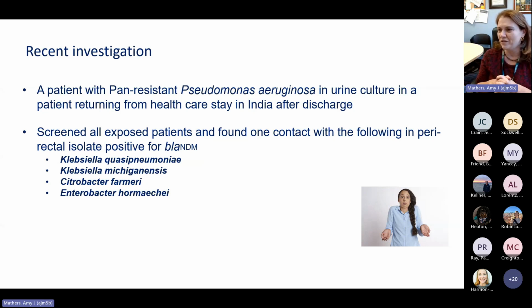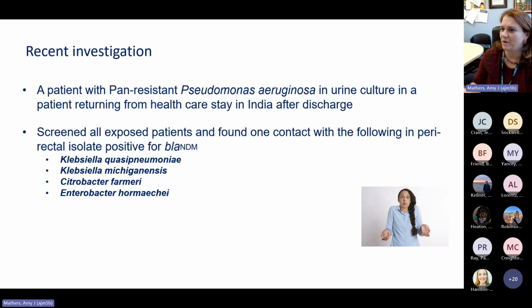But he had gotten a month of healthcare in India before transferring back to Charlottesville. And so we were like, I wonder if that's an NDM producer. And we checked it. And in fact, yes, it was an NDM. So we went back to the unit where he was in our hospital and did a perirectal sweep of everybody on that unit.